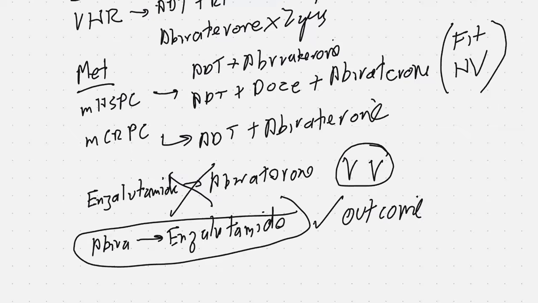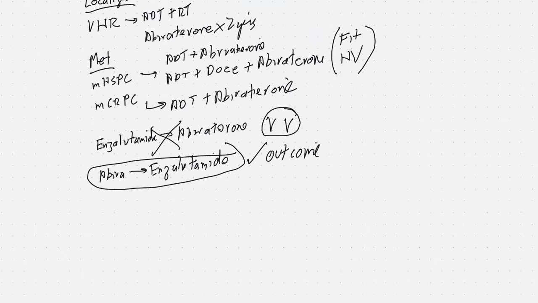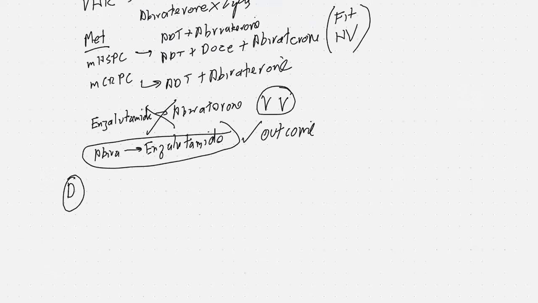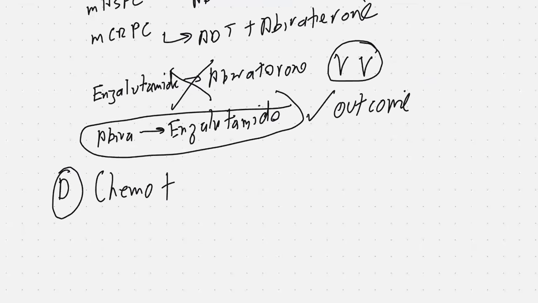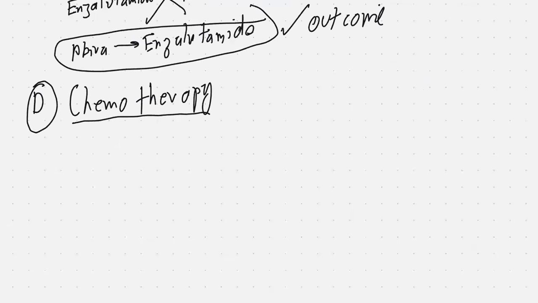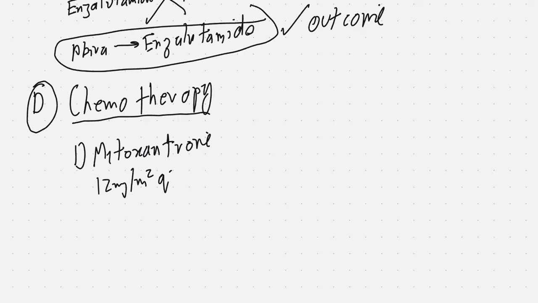Now we'll come to the fourth systemic agent, and that is good old chemotherapy. So when we talk about chemotherapy, we'll start from the beginning. Initially there was a drug called mitoxantrone, right? That was approved. It's given at a dose of 12 milligram per meter square, 3 weekly. When this was compared to best supportive care, what they found was that there was an improvement in quality of life. There was absolutely no OS benefit.